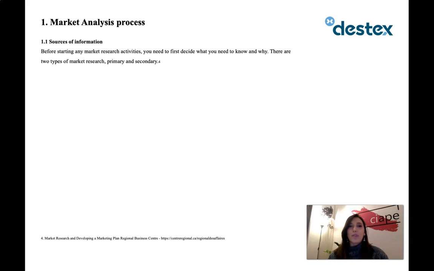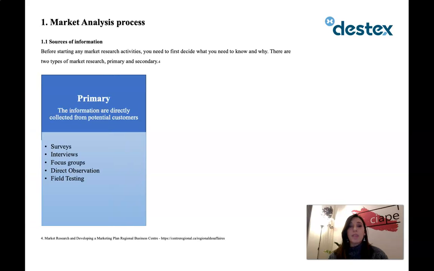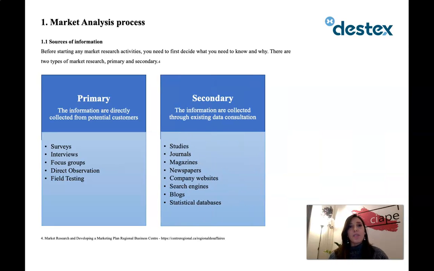The sources of information of our market analysis can be primary if the information is directly collected from potential customers by means of interviews, surveys, focus groups, field testings, or secondary if the information is collected through the consultation of existing data extracted from studies, journals, newspapers, websites, or statistical databases.